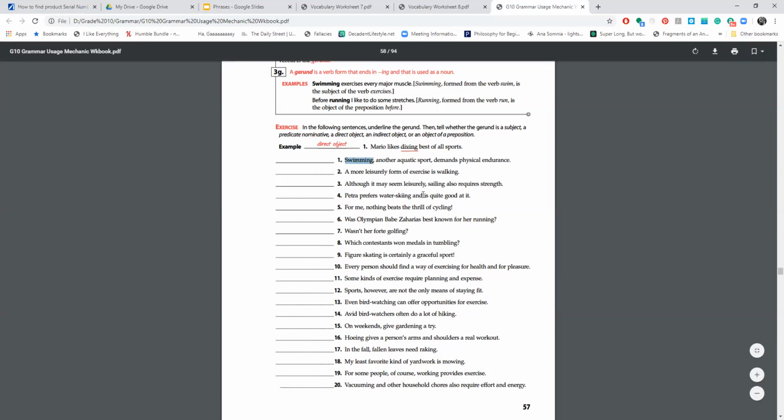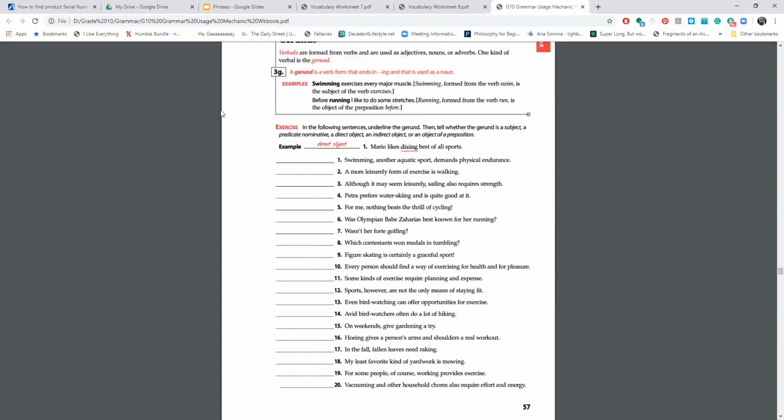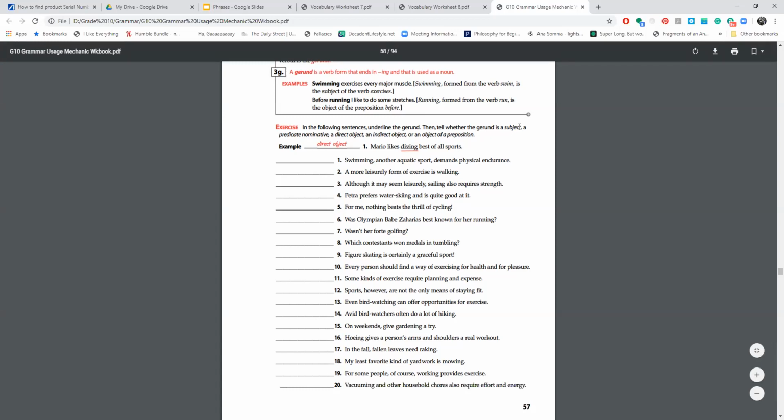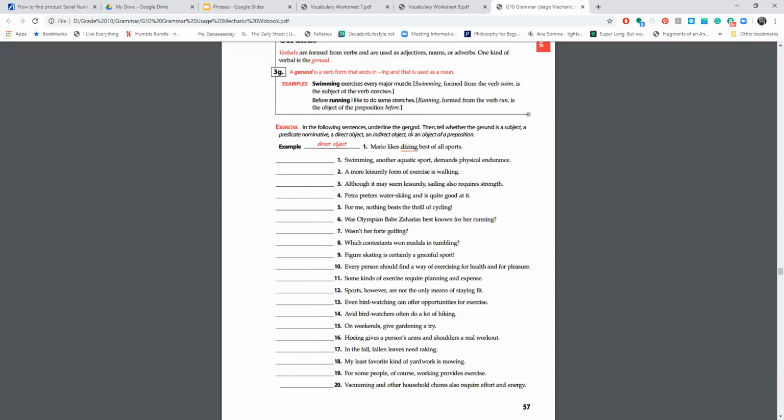This first one will be swimming. Second one, for example, will be walking. Third one, sailing. So find all, if it ends in ing here, you know that it is a gerund. So you are simply identifying the gerund and trying to figure out whether it is the subject of the sentence, it is a predicate nominative, or if it is renaming something in the sentence, if it is the direct object of a verb, an indirect object of a verb, or an object of a preposition.